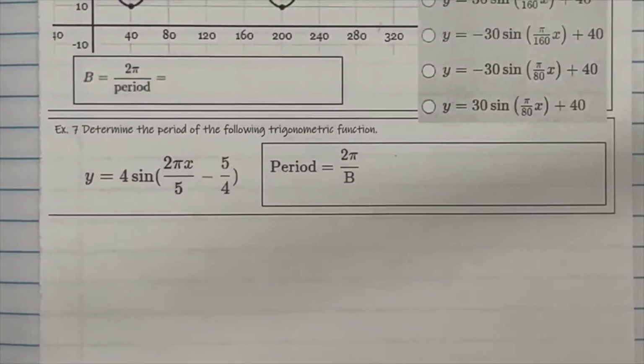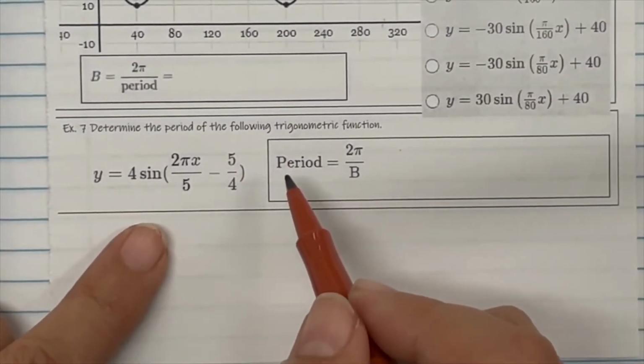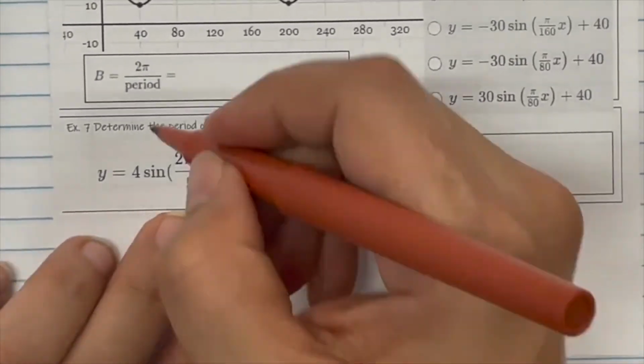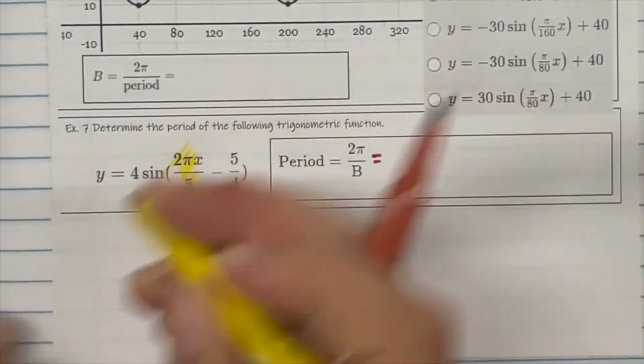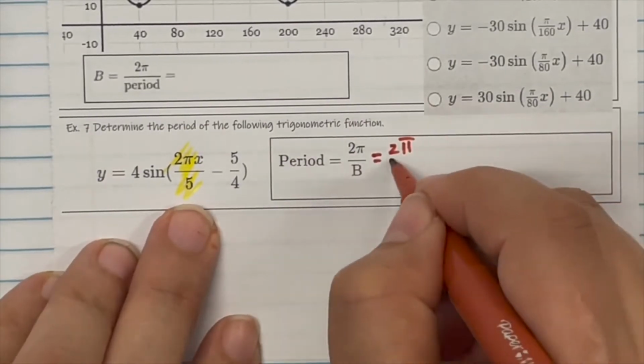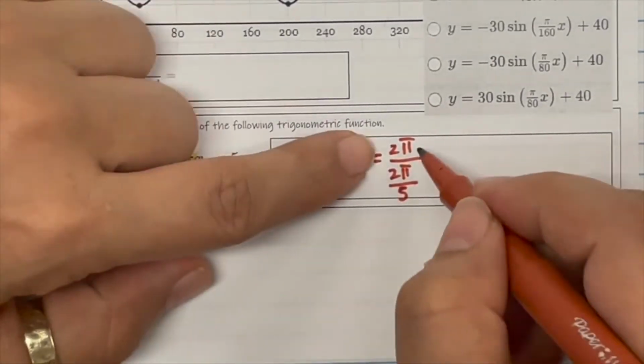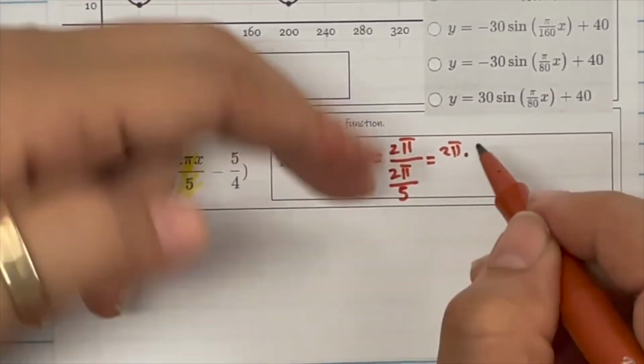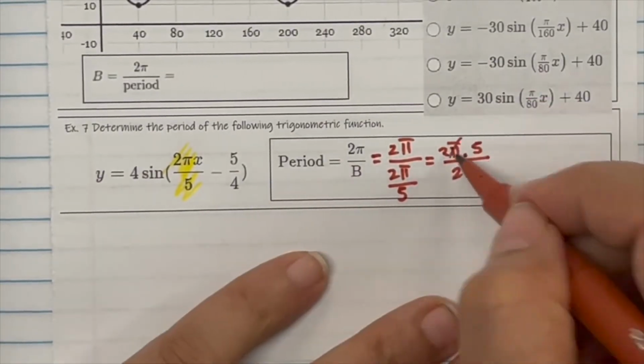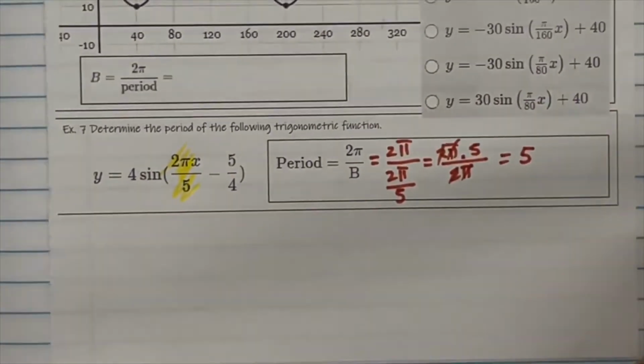I'll go over this one more time because the period is really, really important. Let's find the period. So what's my b, which is 2 pi over 5. So it's going to be 2 pi divided by 2 pi over 5. You're going to keep 2 pi. You're going to change the division to multiplication. You're going to flip the bottom, 5 over 2 pi. Cross out and simplify. It's going to be equal to 5. Let's practice.